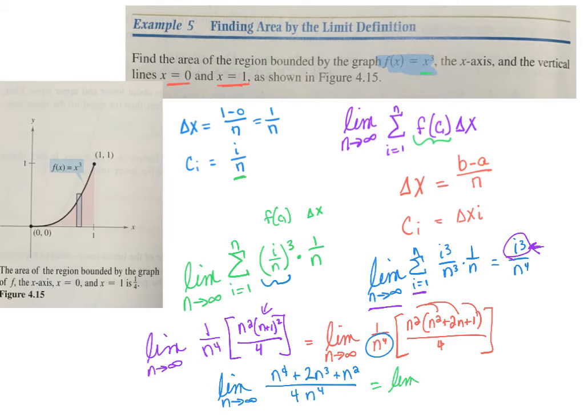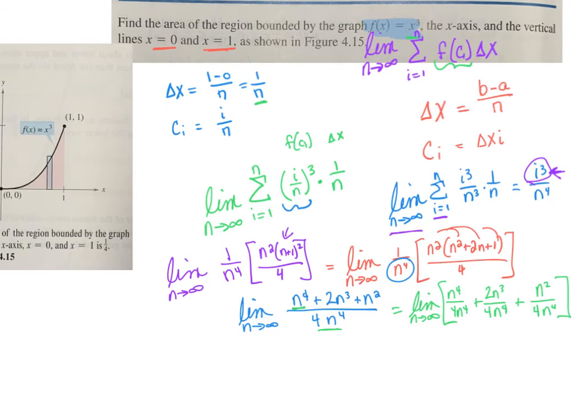So I have my limit as n approaches infinity of n to the 4th over 4n to the 4th, plus 2n cubed over 4n to the 4th, plus n squared over 4n to the 4th. All right. Limit as n approaches infinity. So we're going to take each one of these. What is the limit as I'm approaching infinity? I have a shortcut here.